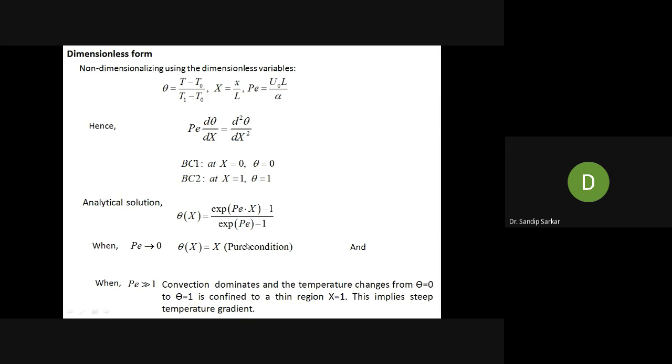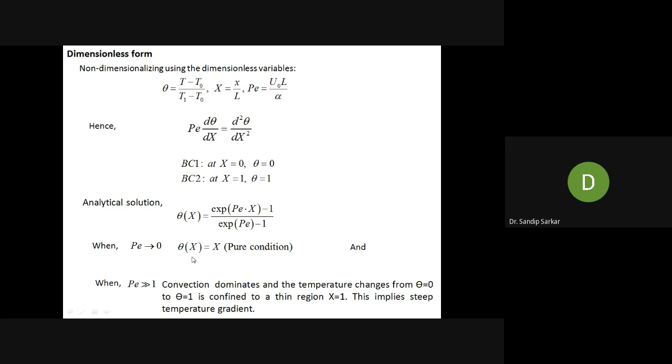Let us examine this analytical solution for different Peclet number values. Let us consider when the Peclet number is closer to 0, very much less than 1. So what will happen? Theta of X equal to capital X, right? When Peclet number tends to 0, how are you getting theta of X equal to capital X? Take the limit as Peclet number tends to 0 in e to the power PX minus 1 by e to the power P minus 1. Yes, true. So you are obtaining theta of X equal to capital X.